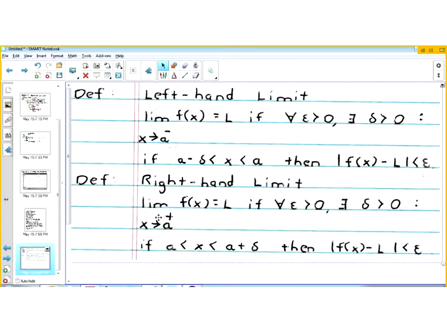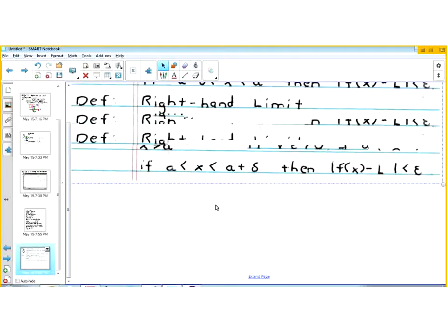And then the right-hand limit, conversely: the limit as x approaches a from the right of f of x is equal to L if, again, for any positive epsilon, there's a delta that's positive such that if x is between a and a plus delta, then the output of the function for the choice of x will be within an epsilon distance of L. So that's what that means. These two definitions differ only in the inequality in the if part.